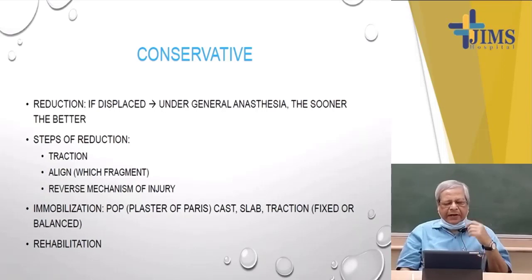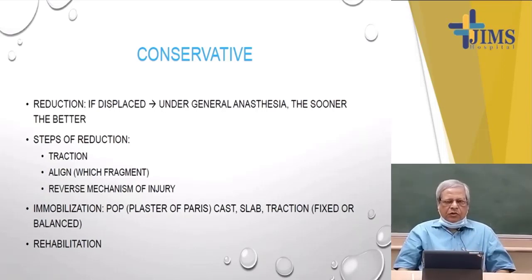How do you reduce a fracture? We put traction on two sides. Suppose it's a fracture of both bones of the forearm. One person puts traction on the fingers, another person puts traction here.